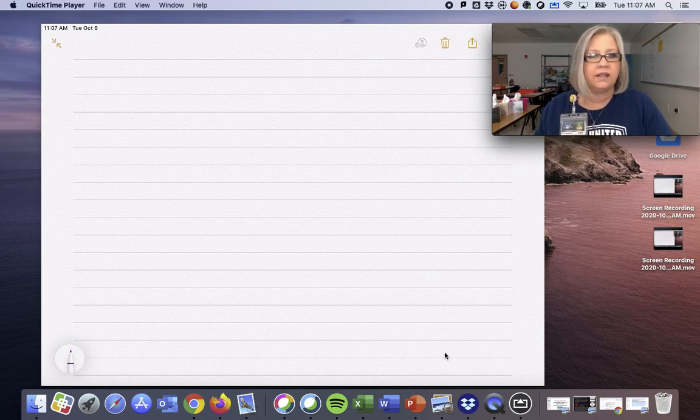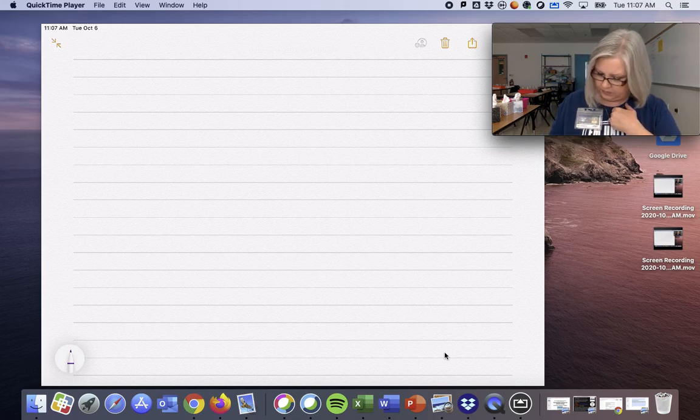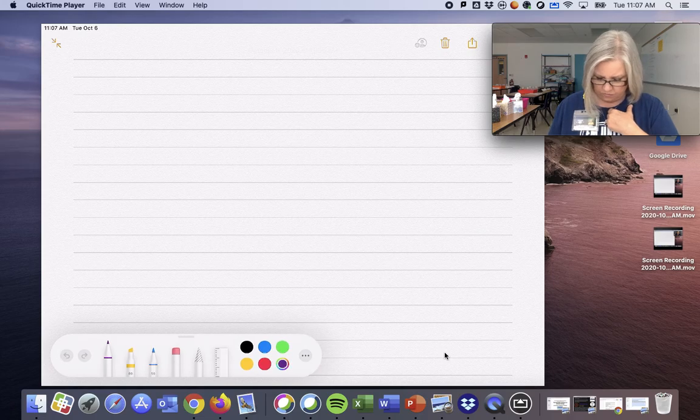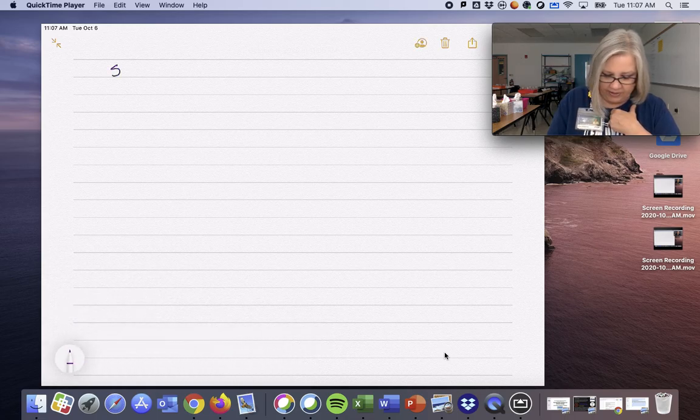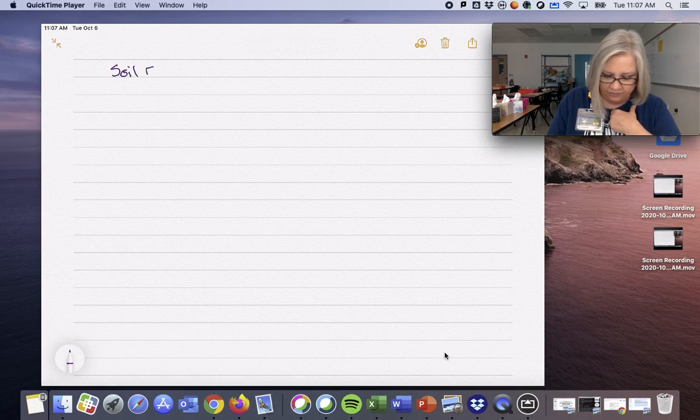This is going to be my soils lecture, and I'm actually going to break this into a couple of parts. So let's talk for just a few minutes about two things with soil. The first one is soil formation.